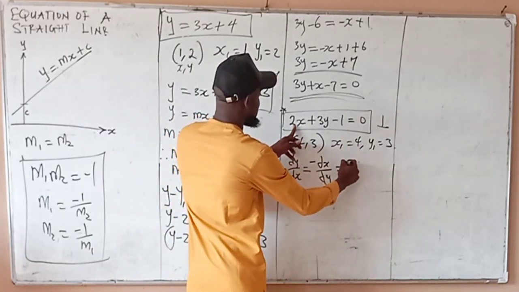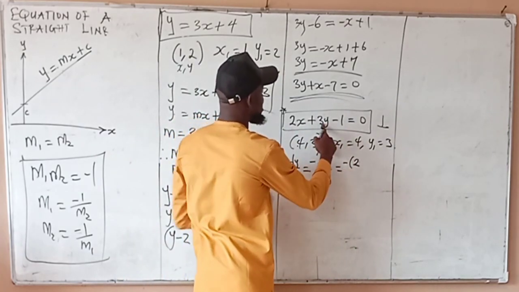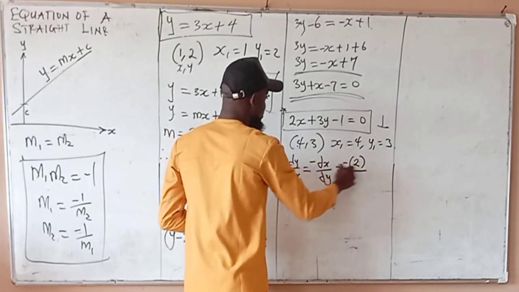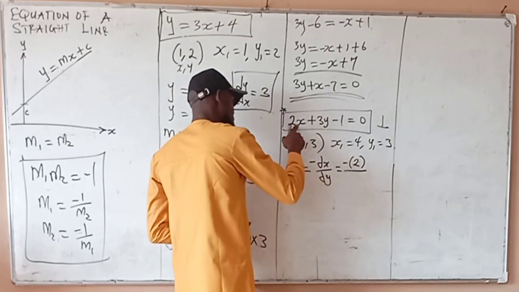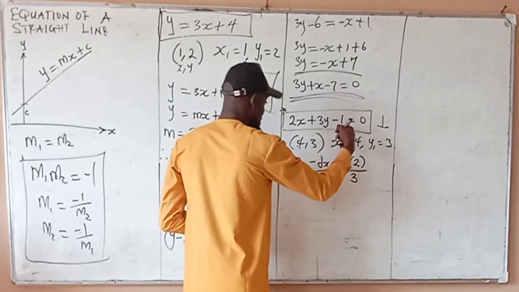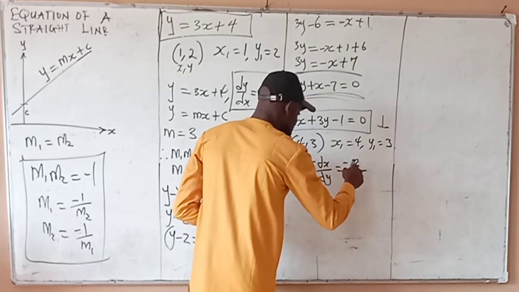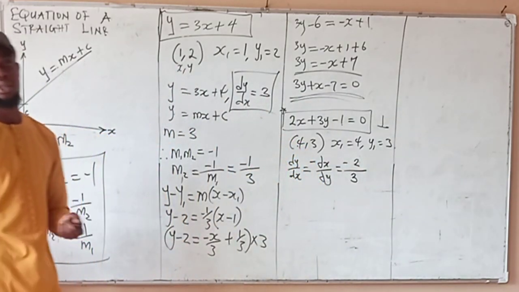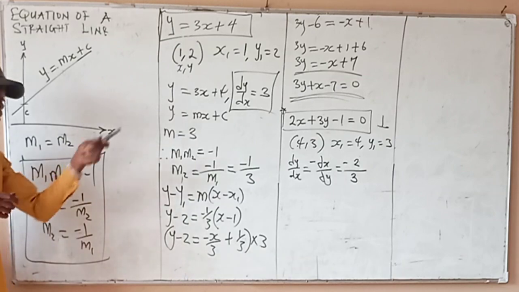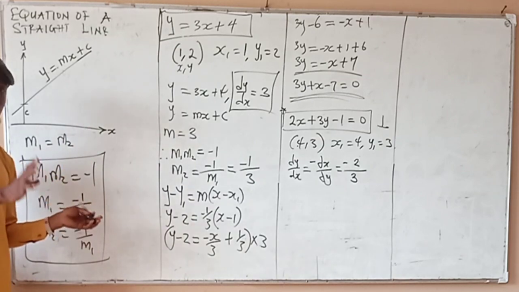Differentiate this one, I'm going to have 2. Differentiate this one, that's 0, there's no x here. Differentiate this one is 0, but there's no x there. Differentiate with respect to y, differentiate this one, no y, 0. Differentiate this one, I'm going to have 3. Then differentiate this one, I'm going to have 0. So I'm going to have minus 2 over 3. That's going to be the gradient of this line. So that is dy over dx from implicit differentiation we did in calculus.